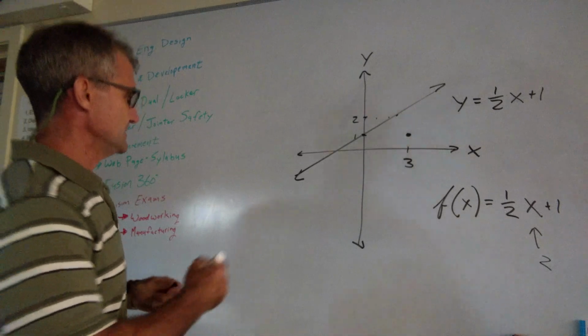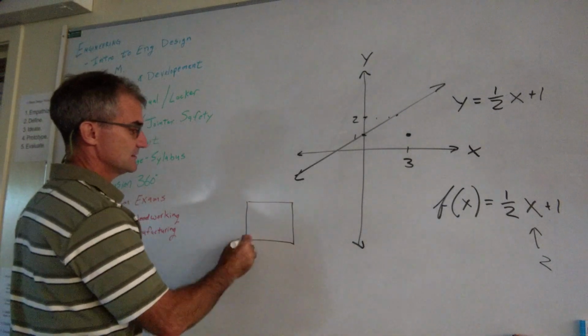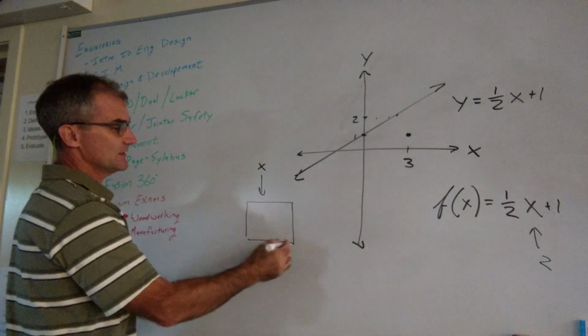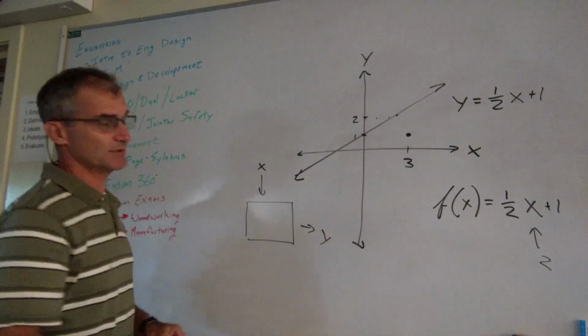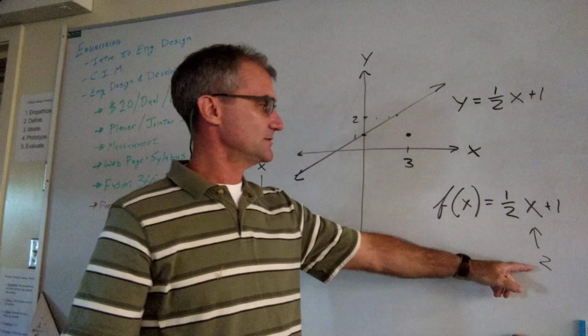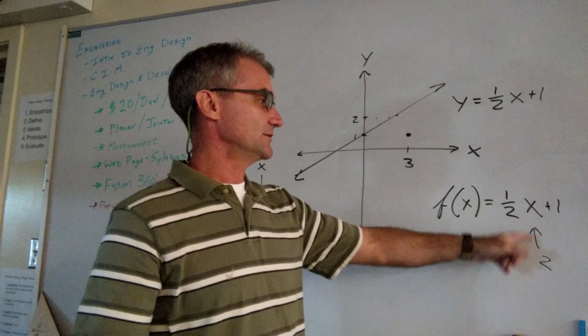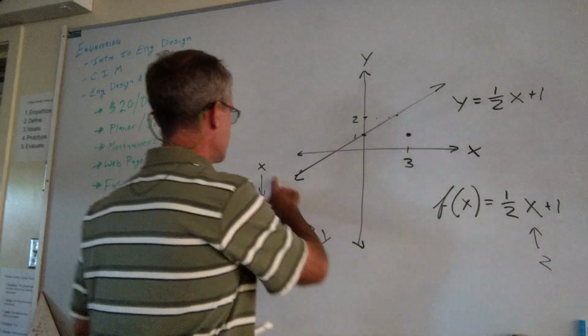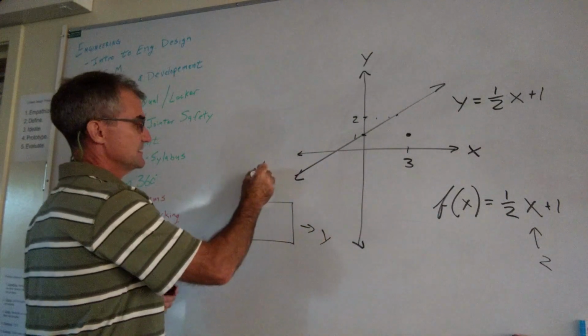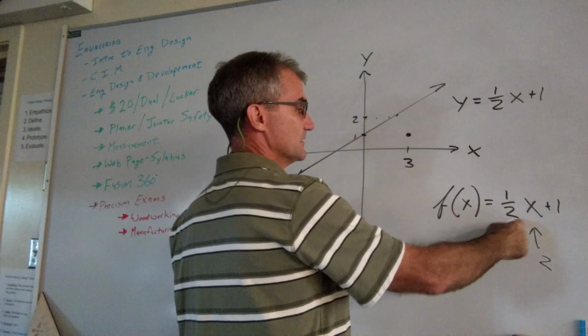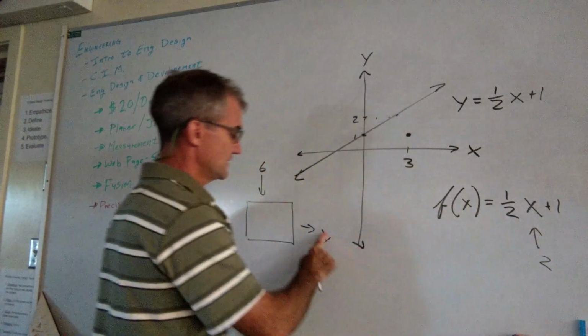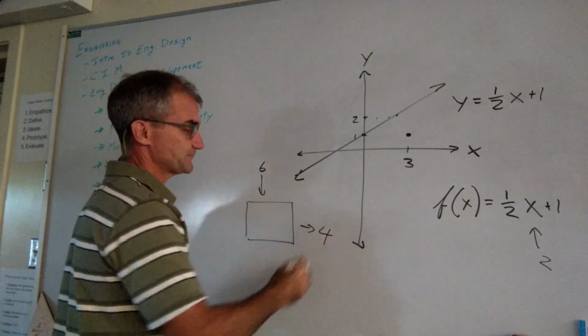It's kind of a machine where you have an input. Your x is your input, and your y is your output. So here my input is 2, my output was also 2. Okay? My input was 6. I take 6, plug it in here, get 3. 6 times 1/2, 3, plus 1, and my output would be 4.